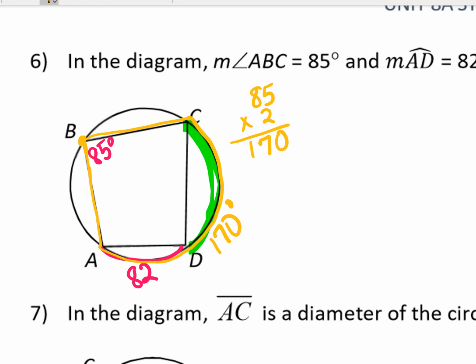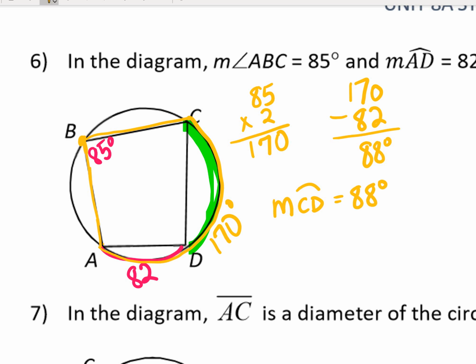All right, and they gave us that just AD was 82. So we know the whole thing is 170. The arc AD is 82. We're going to take that away. And we're going to end up with the measure that we need, 88 degrees. So CD is what we're looking for. Equals 88 degrees. Okay.